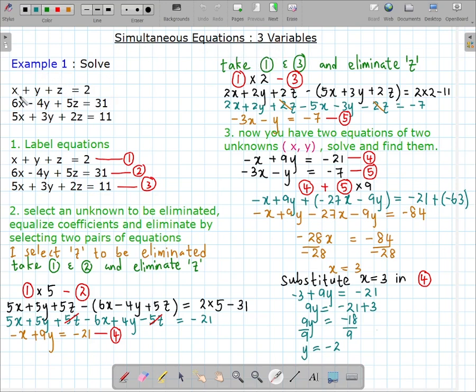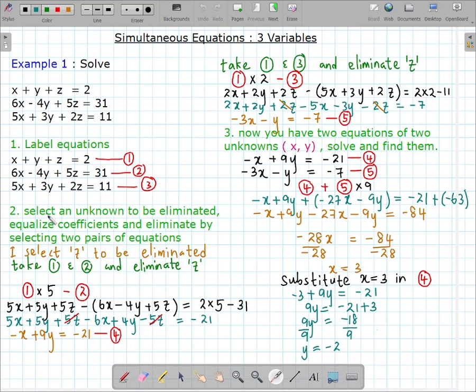Example: x plus y plus z equals 2, 6x minus 4y plus 5z equals 31, 5x plus 3y plus 2z equals 11. So first of all, we have to label the equations. Equation 1, equation 2, equation 3.